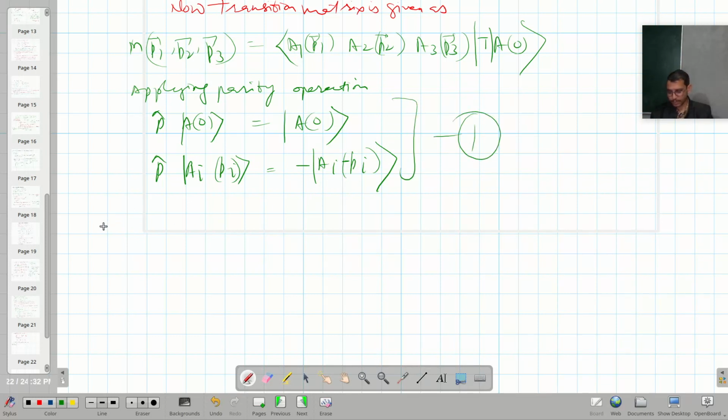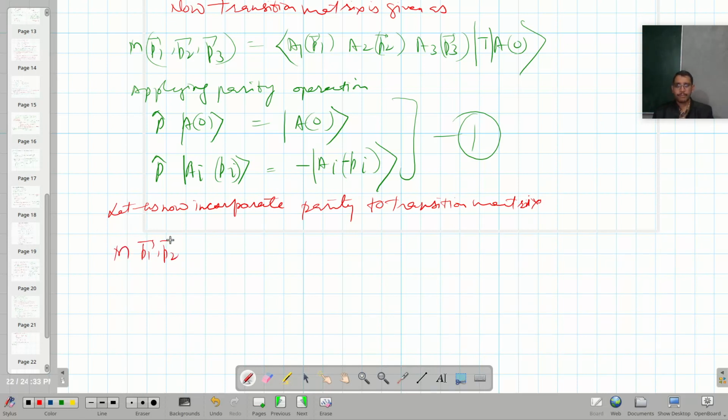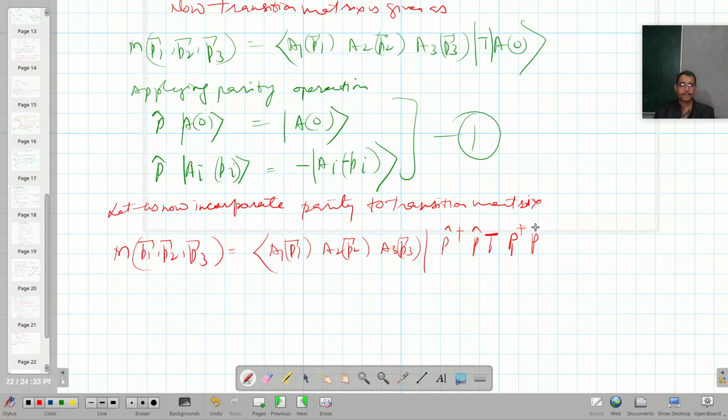This can be written as my equation number 1. So let us now incorporate parity to the transition matrix. What do we do to do that? I will proceed as follows. This M(P1, P2, P3) must be equal to A1, P1, A2, P2, A3, P3 into P dagger P, T and P dagger P. And this will not affect the equality of the matrix.